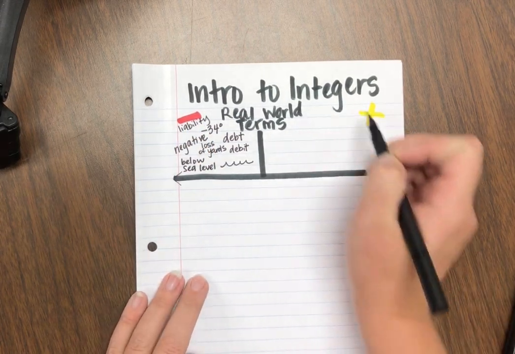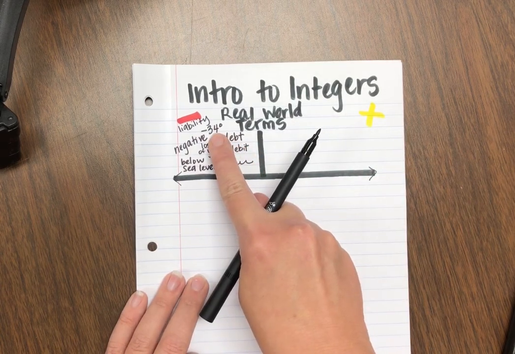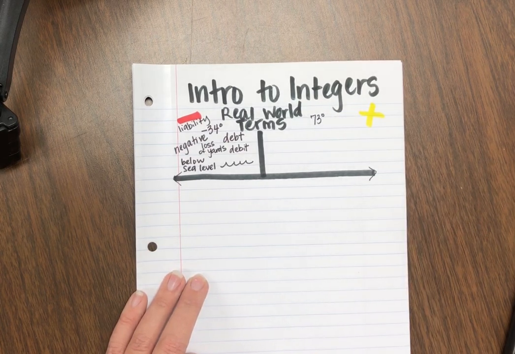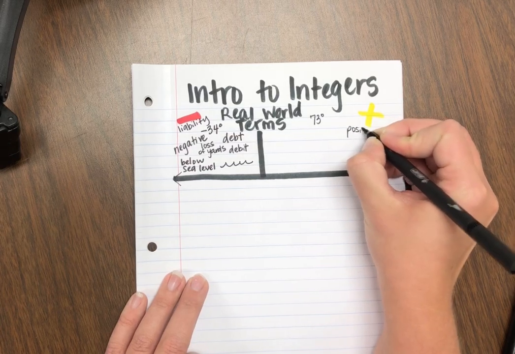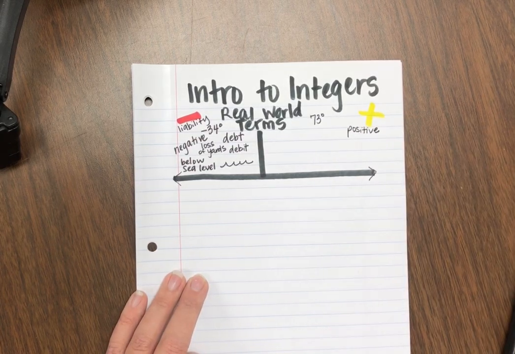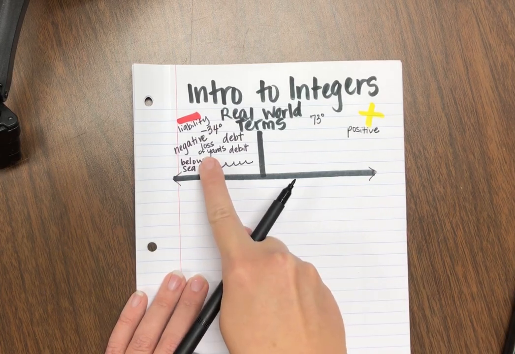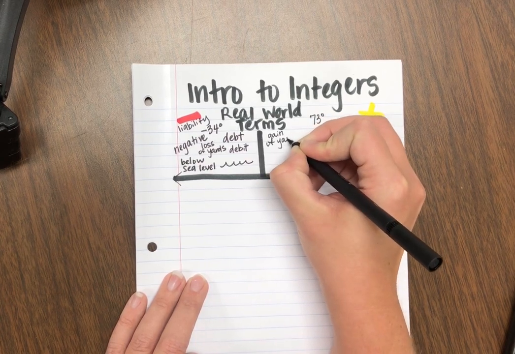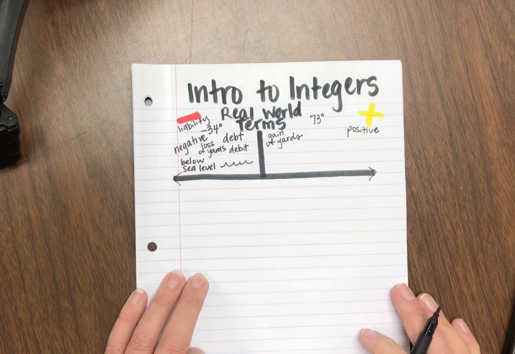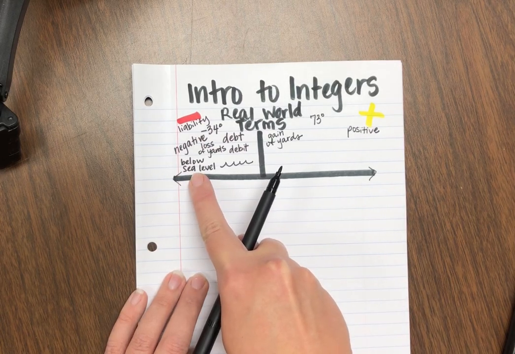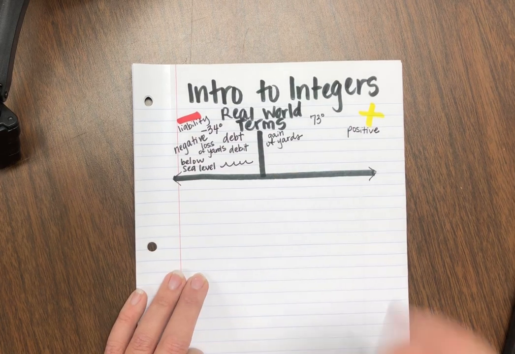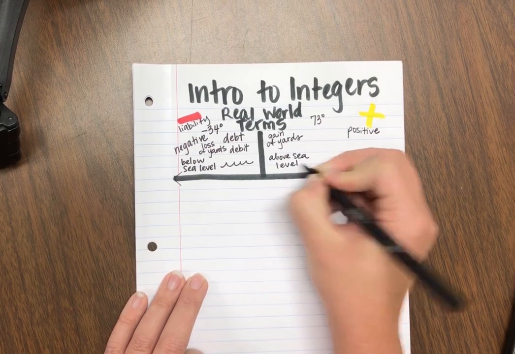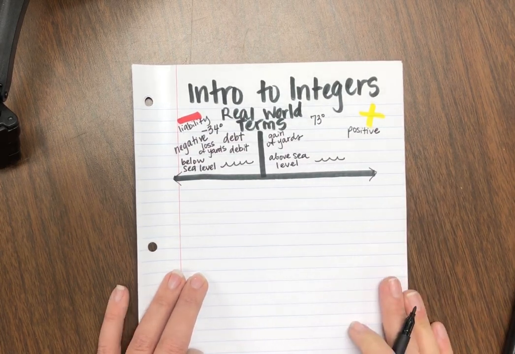Okay? So let's talk through the positive parts. If -34 degrees is a negative integer, then let's say it's 73 degrees outside. That would be a positive integer. Also the word positive. Very good. Let's talk through if loss of yards is negative, then if you gain yards on the play, that's going to be a positive integer. If below sea level is negative, then what's going to be the positive part? Hopefully you thought about above sea level.